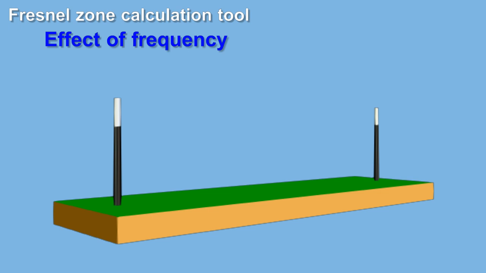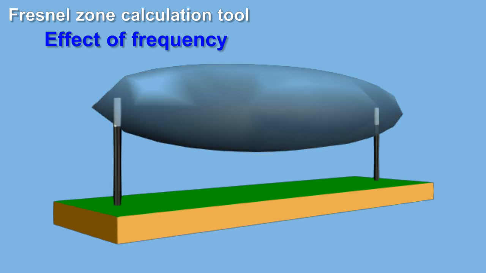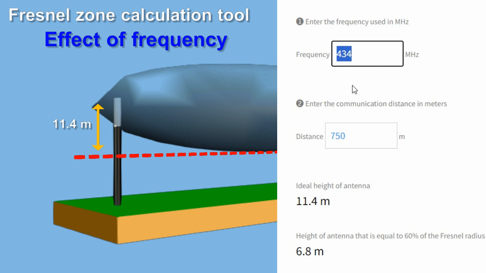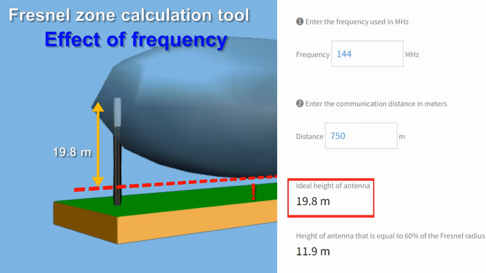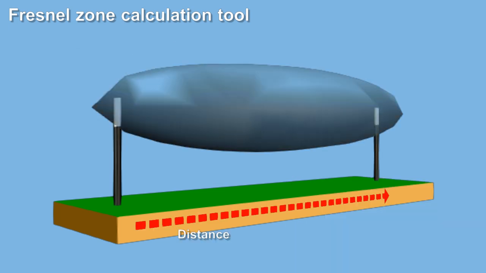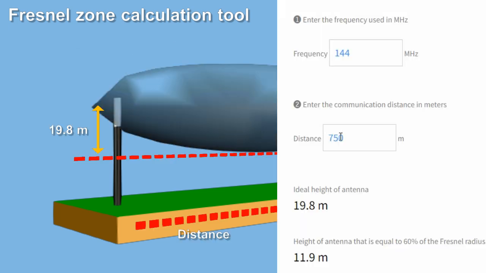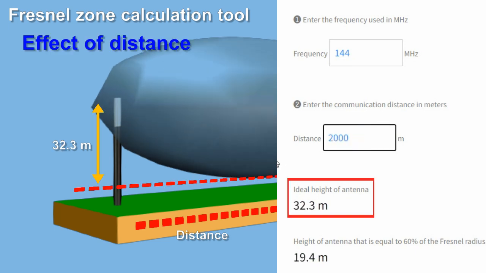Let's see what happens if we change the frequency. We can see that lowering the frequency increases its size, bringing it closer to possible obstructions. What happens if we change the distance between the antennas? Increasing the distance also increases the size.